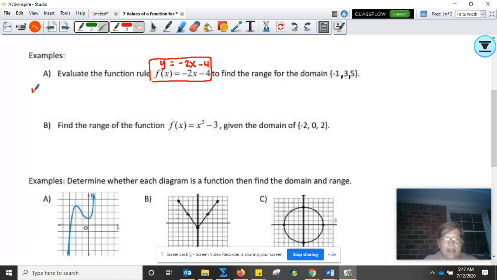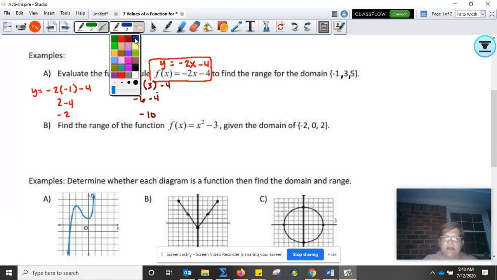So y equals negative 2 times negative 1 minus 4. So then we have 2 minus 4 equals negative 2. Okay? Then we have to do it again for 3. Then we have to do it again for 5. So y equals negative 2 times 3 minus 4. So it's going to be negative 6 minus 4, and negative 10. Okay?